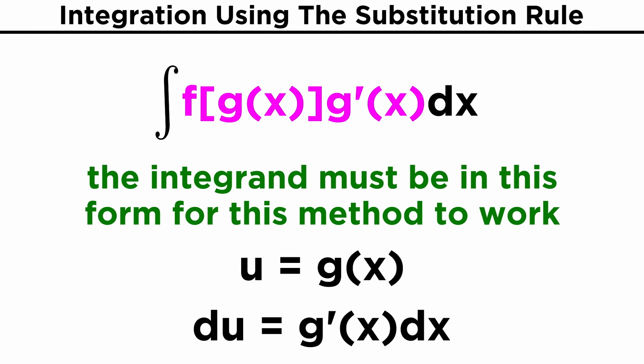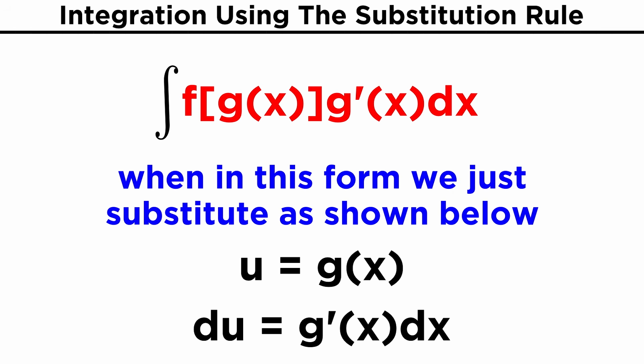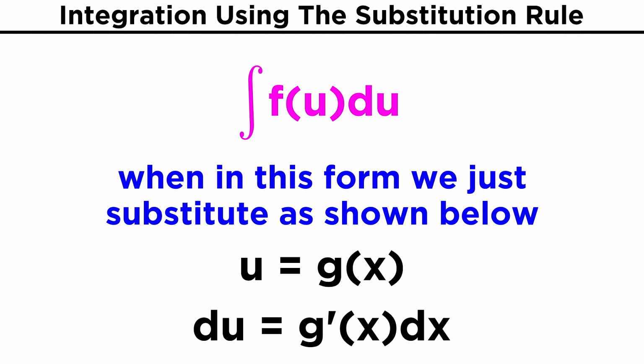If this wasn't the case, we couldn't do this, so we have to be able to look at an integral and recognize whether or not the substitution rule can be applied. If we do have an integrand in the form of f of g of x times g prime of x dx, we can represent g of x as u, g prime of x dx turns into du, and we end up with f of u du, which we can then integrate.